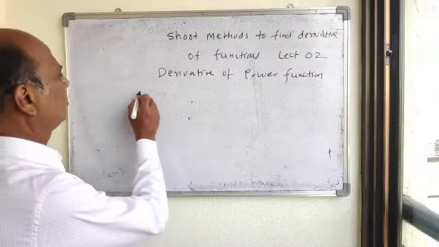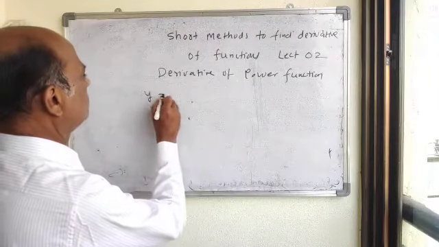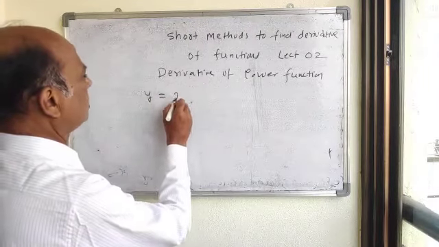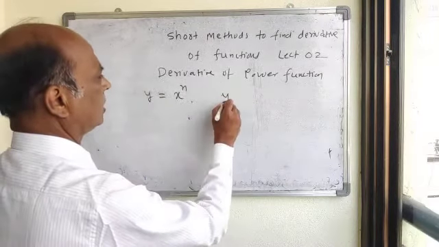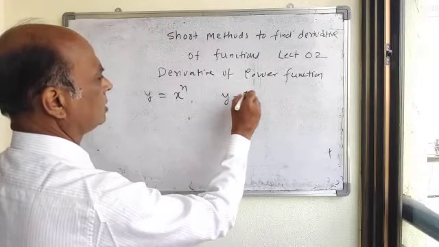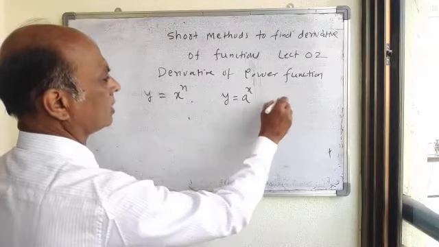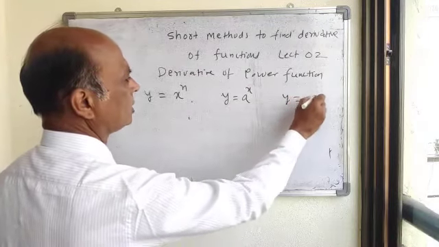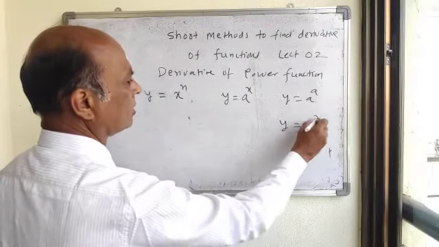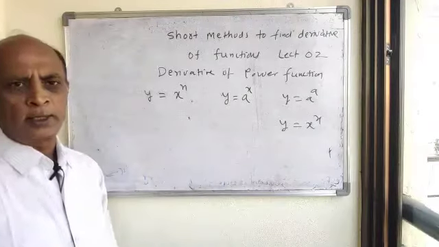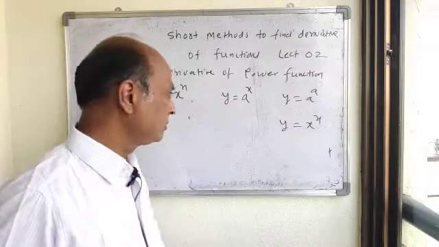So first we write here, suppose y is equal to x to the power n. Here I write y is equal to e to the power x, and here we write y is equal to e to the power e, and here we can write y is equal to x to the power x. See, compare these four functions.